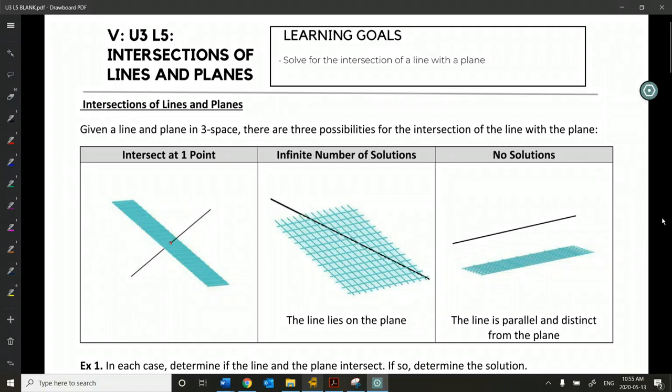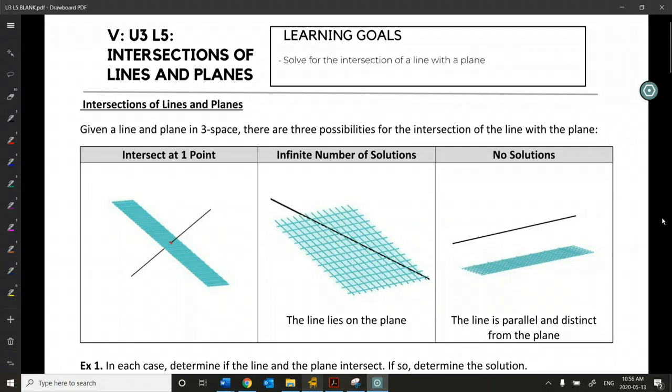They could have an infinite number of solutions if the line is actually on the plane or in the plane, I guess we could say. And it could have no solutions if the line is parallel and distinct from the plane. Now, if the line lies on the plane, we would call that parallel and coincident.